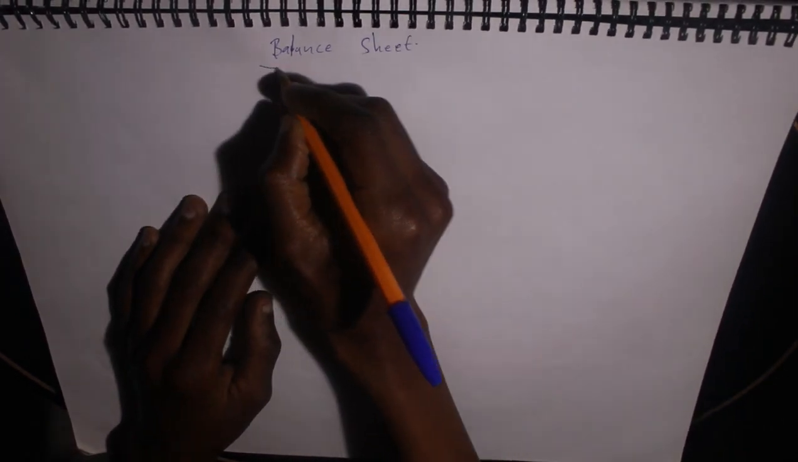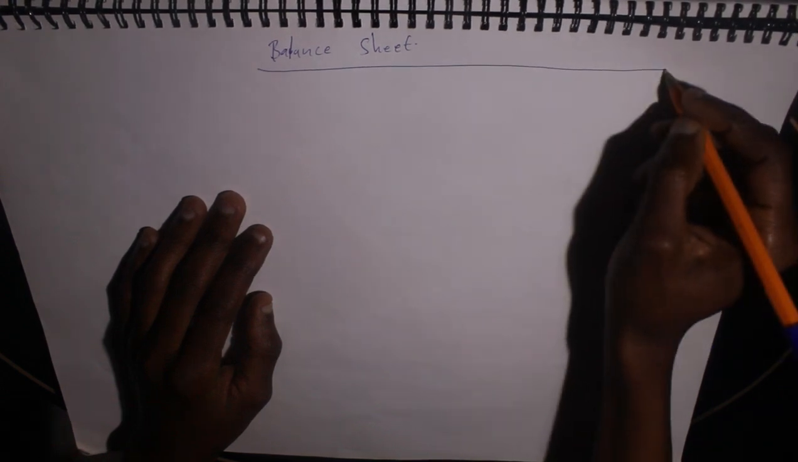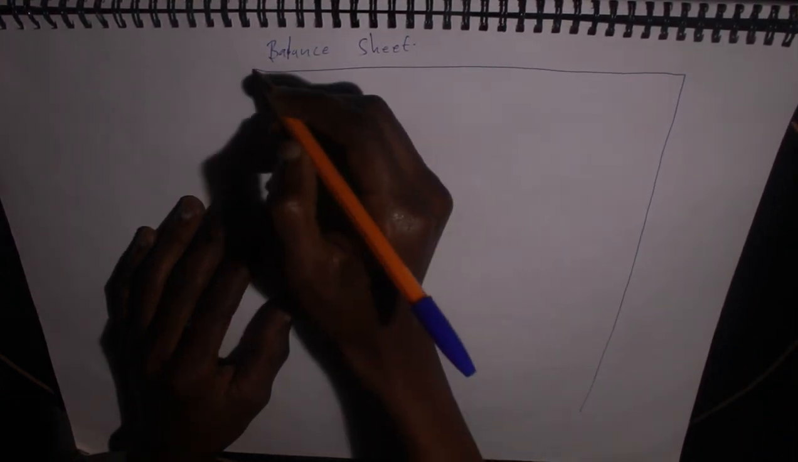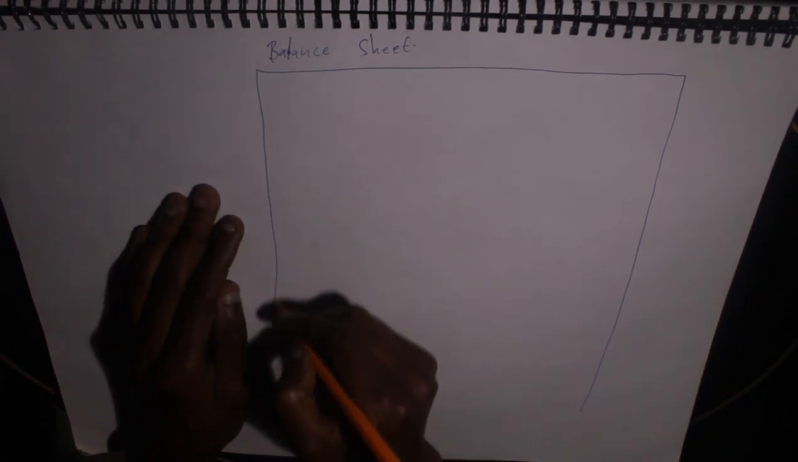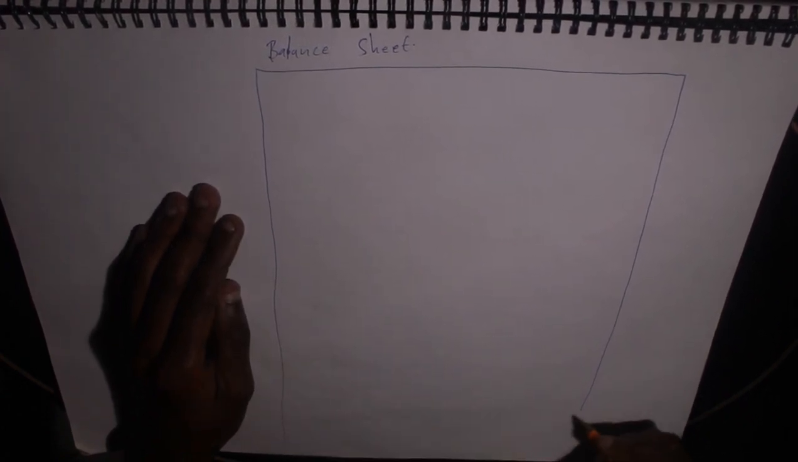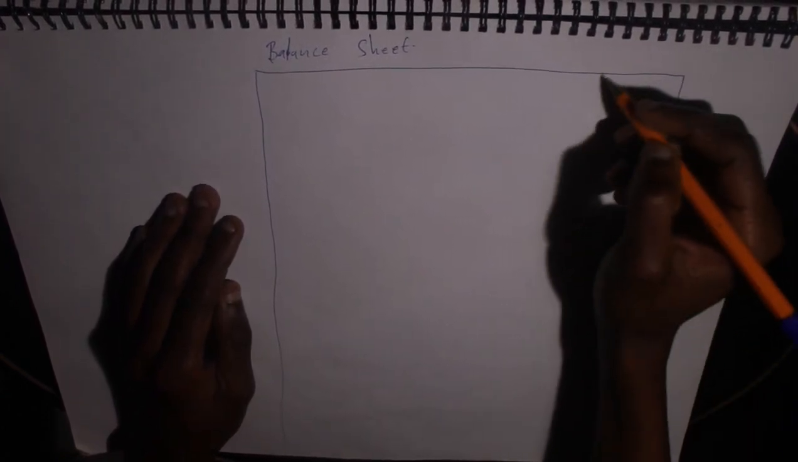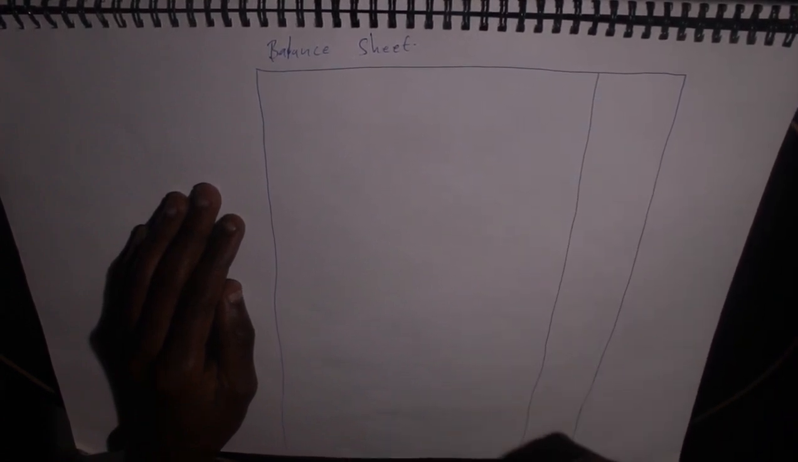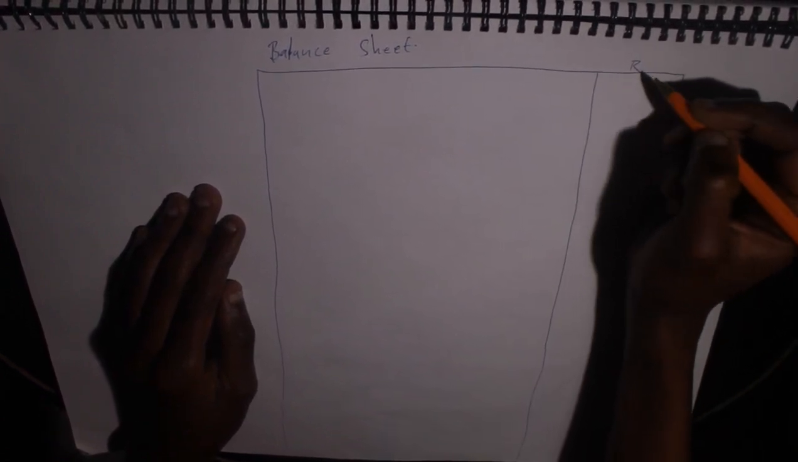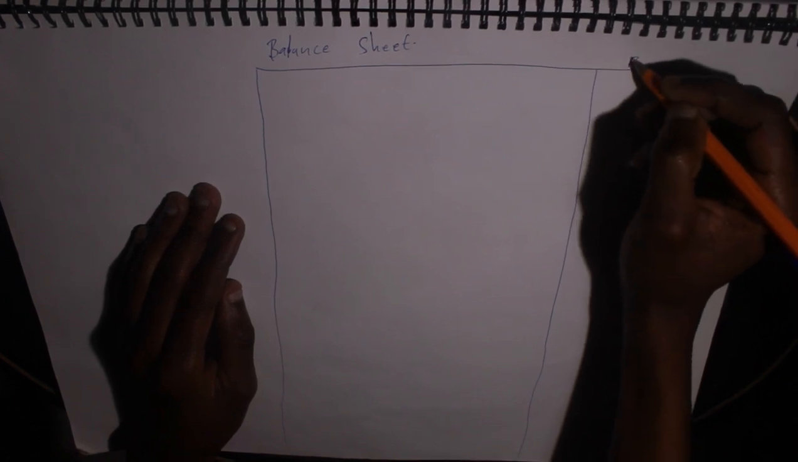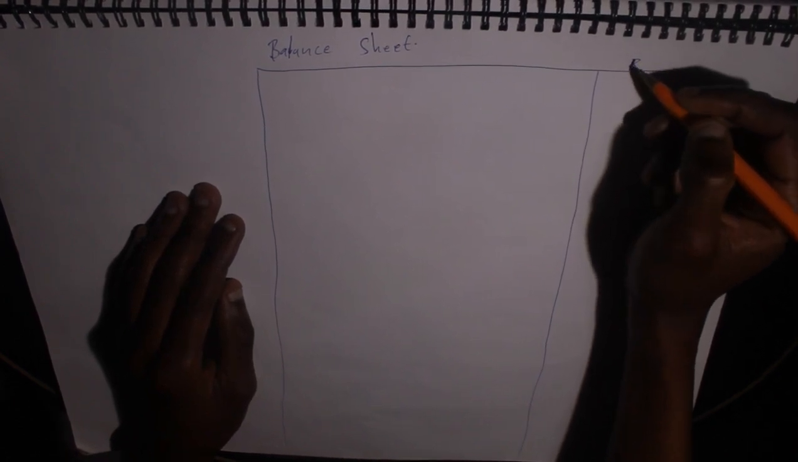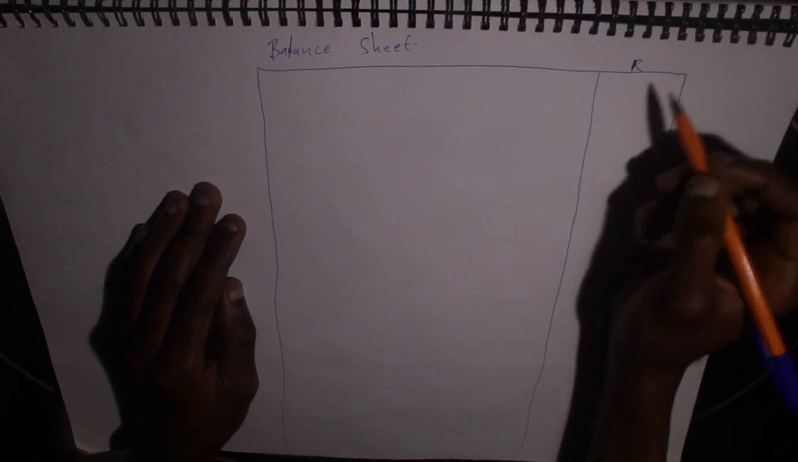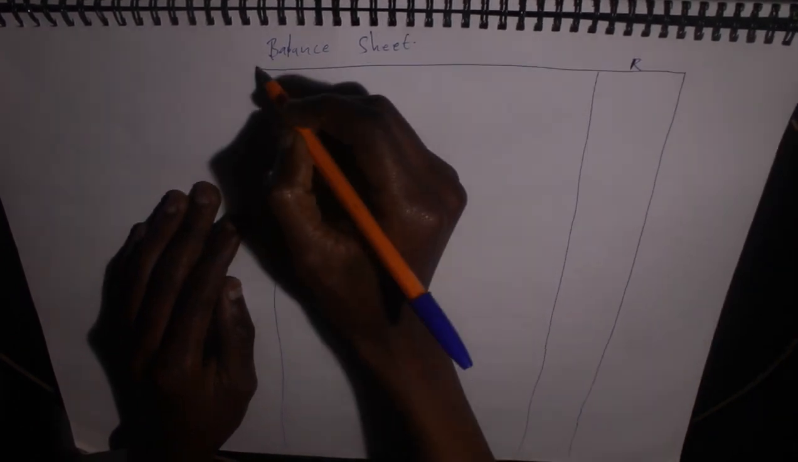So your balance sheet will look like this. Normally, it will look like this. Then you have the column for your amount. Normally I'll put the R to show that we are dealing with rands. It can be any currency, but now that we're in South Africa, we're going to use R for rand.